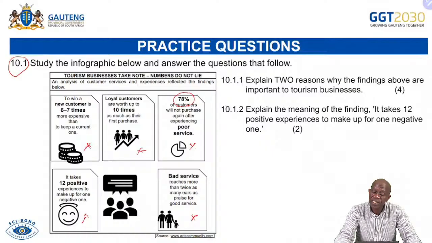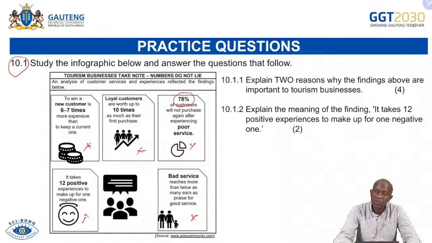Let's look into the questions after the infographic, where we were expected to study it. It says, explain 2 reasons why the findings above are important to tourism businesses, for 4 marks. Question 10.1.2 says, explain the meaning of the finding: it takes 12 positive experiences to make up for one negative one. That gives you 2 marks.